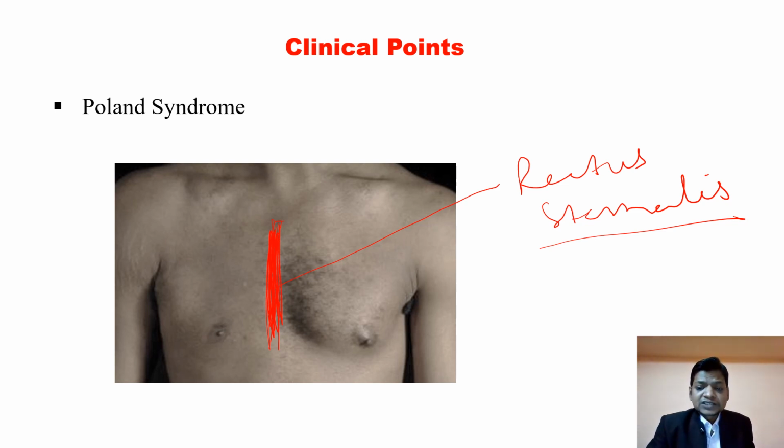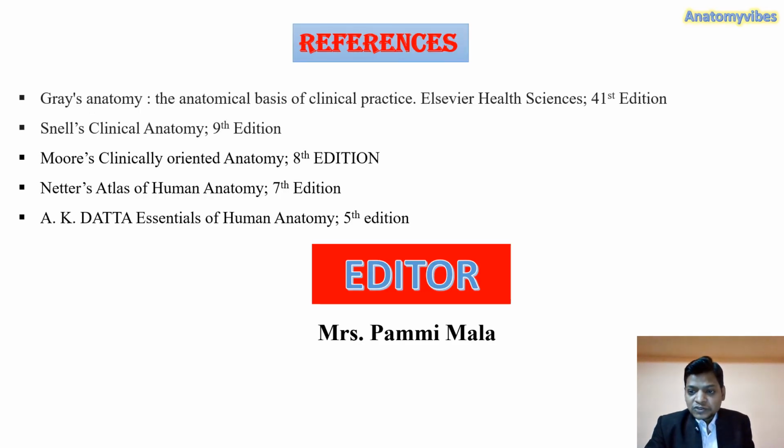So we have discussed pectoralis major, minor and subclavius muscles. We have discussed their nerve supply, attachment, blood supply and also the actions. And finally we have discussed the clinical points. You can refer to these books for a more detailed description of the pectoral region. Hope you have understood well.